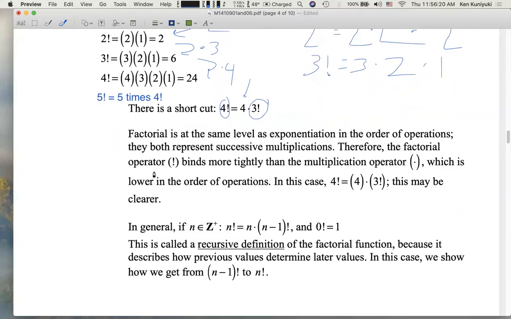All right, so the factorial binds more tightly than the multiplication operator. That's why here I can write 4 factorial equals 4 times 3 factorial, right? Because even in the absence of grouping symbols, it's automatically assumed that the 3 factorial binds tightly, right? Then you multiply in the 4. Still, if this makes you feel more comfortable, be my guest.